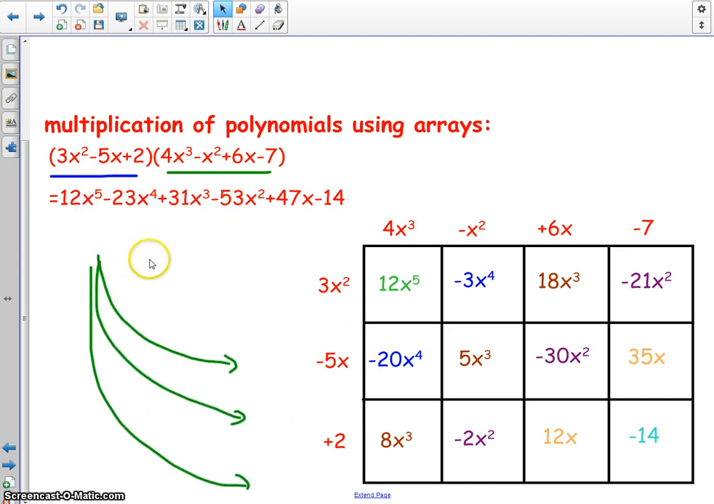12x to the 5th minus 23x to the 4th plus 31x to the power 3 minus 53x squared plus 47x minus 14. So again, a pretty ugly answer, but same concept as what we were doing before with a smaller multiplication. Okay, now this question was done using arrays.